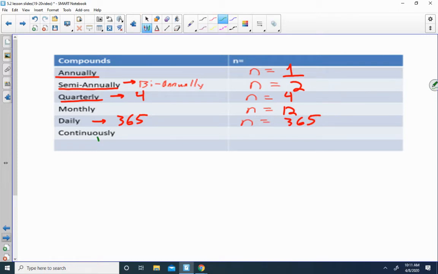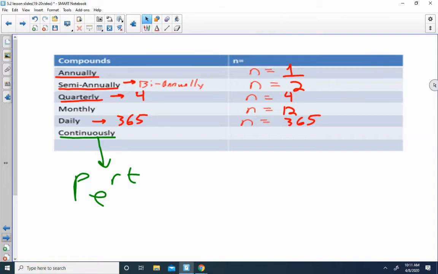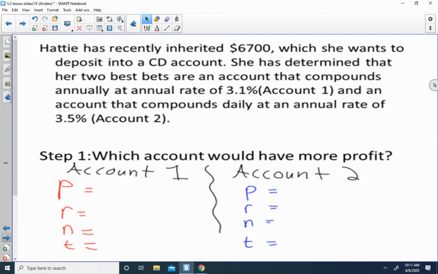Continuously does not have a specific number of compounds. If you see the word continuously, that's your cue to use the PERT formula to find compound interest. And we will have an example like that in this video, so you know what to expect. All right, so now let's get to an actual example.